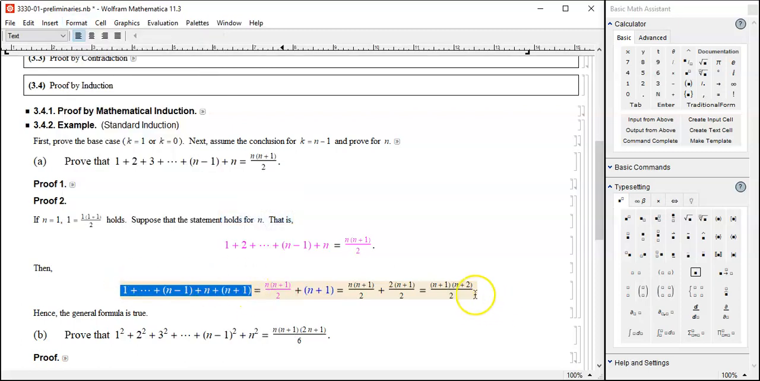Now the left-hand side is all set. 1 plus 2 plus 3 plus all the way up to n plus 1. The right-hand side needs some work. Taking the common denominator and factoring out n plus 1, we get what we want. n plus 1, n plus 2 over 2. Now, is this what we want? Is this what we get by replacing n by n plus 1? The answer is yes. Yes, indeed. So there goes the proof.